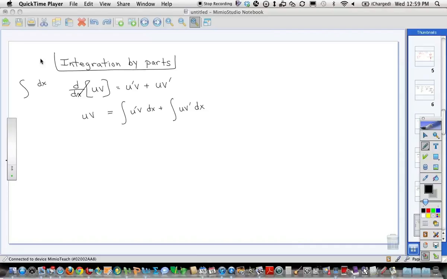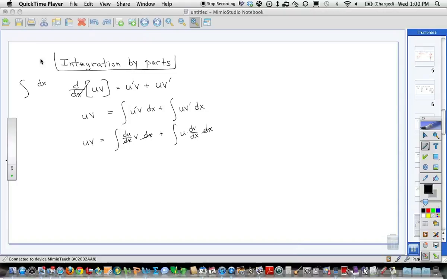Now, because of the notation, instead of writing u prime, I want to write Leibniz notation, which would be what? For u prime, du over dx, v dx. Okay, so instead of u prime, I'm going to write du over dx. Same thing. And here we'd have u, and v prime would be dv over dx, dx.